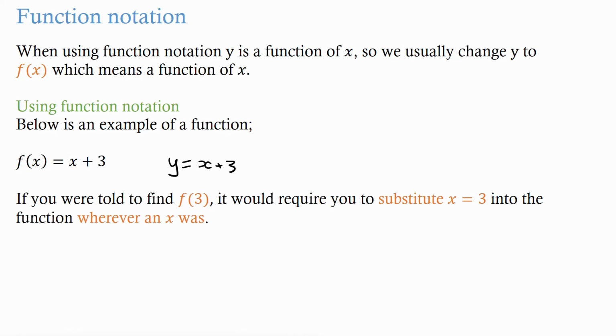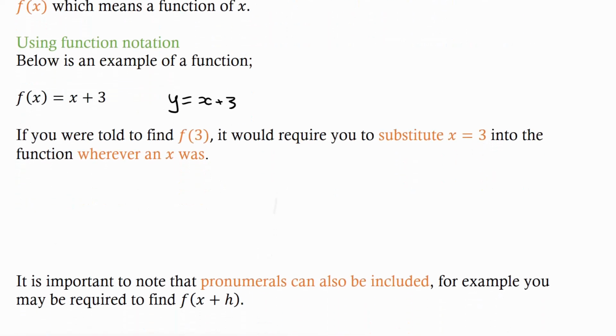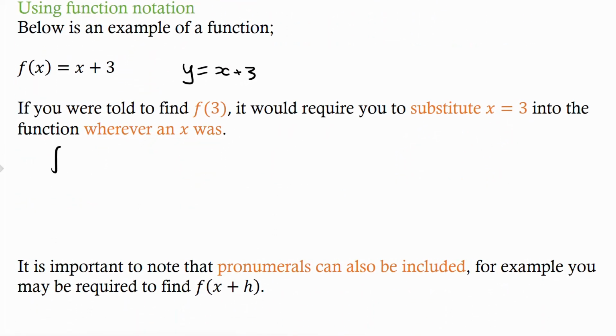So if you were told to find, let's say, f(3), what this means is it requires you to substitute x equals 3 into the function wherever there's an x. So if there's an x in the function, it's now a 3. So if I go down here and I write our original function, f(x) equals x plus 3, wherever there is an x now, it's going to become a 3. So we would say that that solution is 6. Right? So f(3) equals 6.